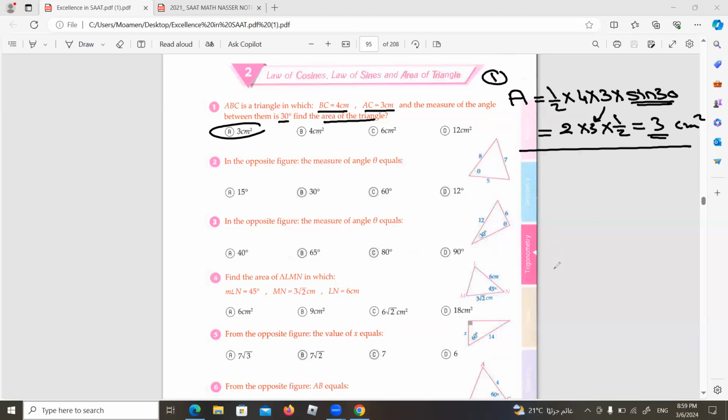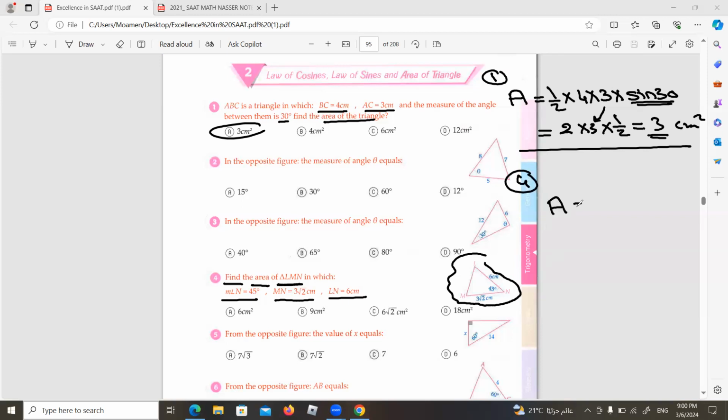I'm going to number 4. Why do we go to number 4? Because it's the same idea. Find the area of triangle LMN, where angle N is 45, MN is 3 root 2, and LN is 6. And he draws the triangle as you see. By the same rule, this is the answer of number 4.